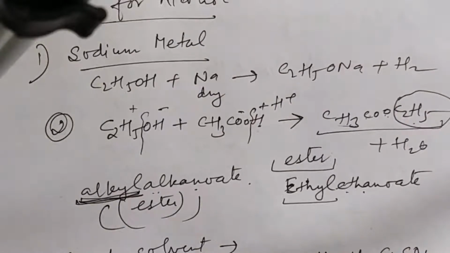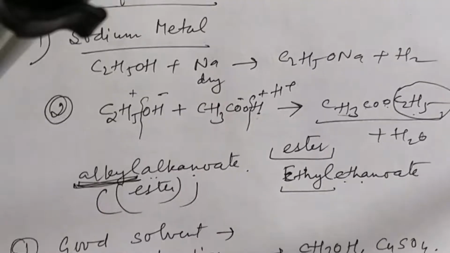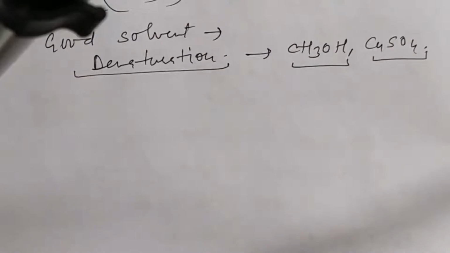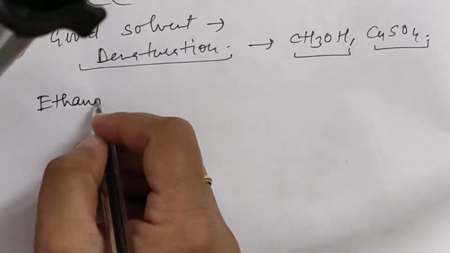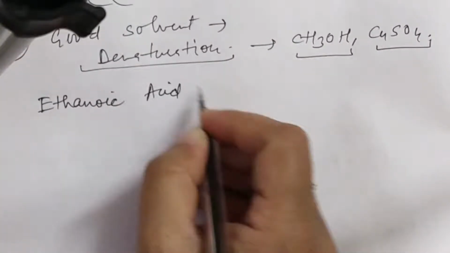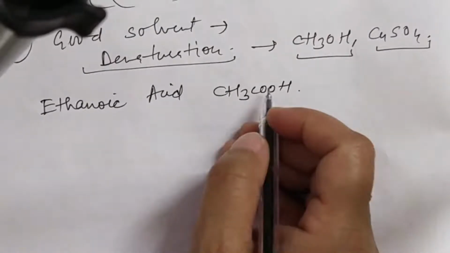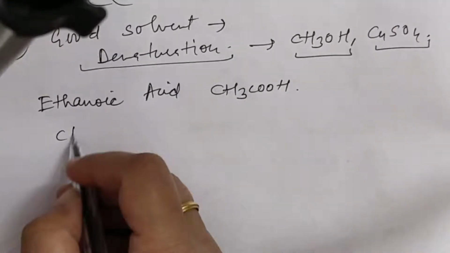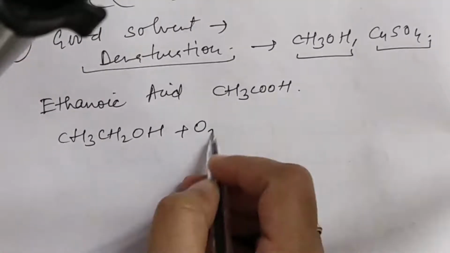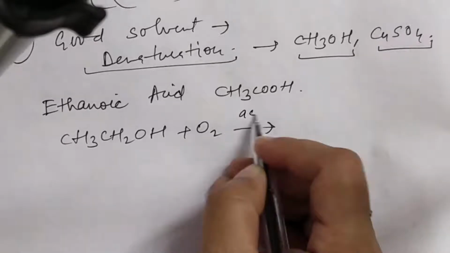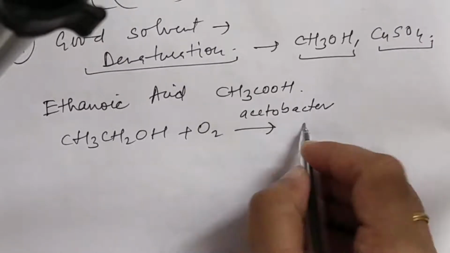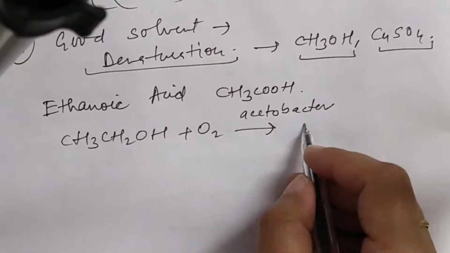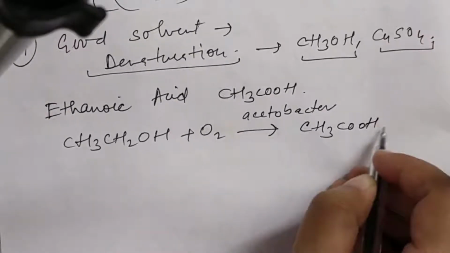Next, we are discussing here, students, our next organic compound, which is ethanoic acid. Ethanoic acid is also a very important organic compound. In ethanoic acid, it is CH3COOH. This organic compound can be easily manufactured from ethyl alcohol by the addition of oxygen with the help of an enzyme called acetobacter. Okay, acetobacter can easily convert ethanol into ethanoic acid, and there will be release of a water molecule.